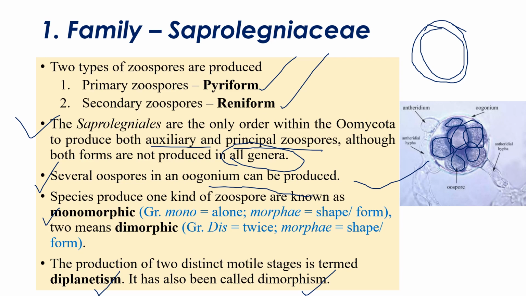The primary zoospores are pyriform shaped. The secondary zoospores are reniform shaped. And inside the oogonium, multiple oospores are produced. If we see other genera, they produce only one oospore in an oogonium. When it comes to Saprolegniales, the production of several oospores in an oogonium is also one of the special features of Saprolegniaceae. If only one kind of zoospore is produced, it is called monomorphic or monoplanetism. If two kinds of zoospores are produced, it is called diplanetic or dimorphism.